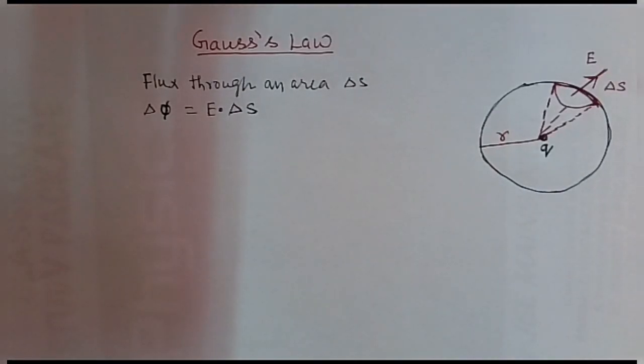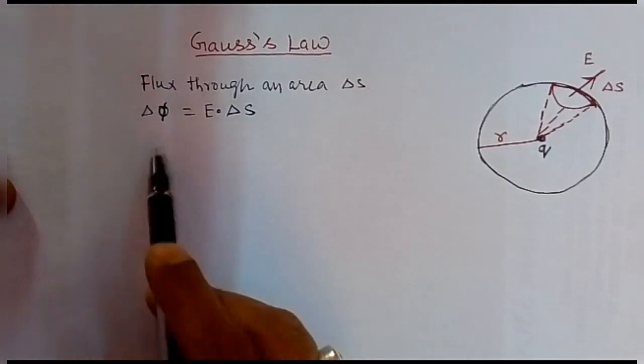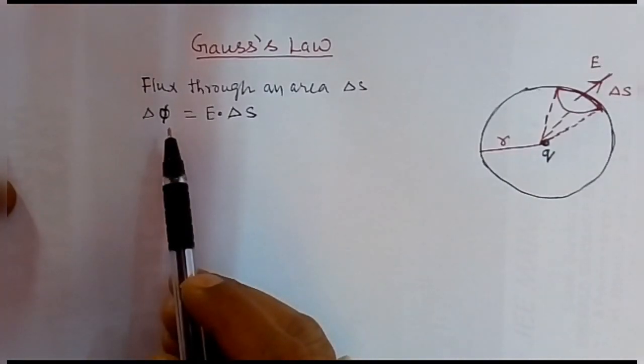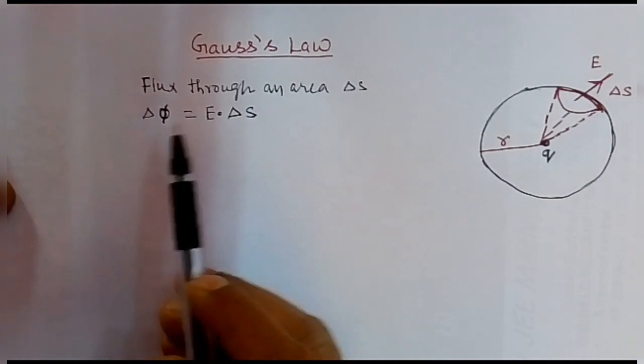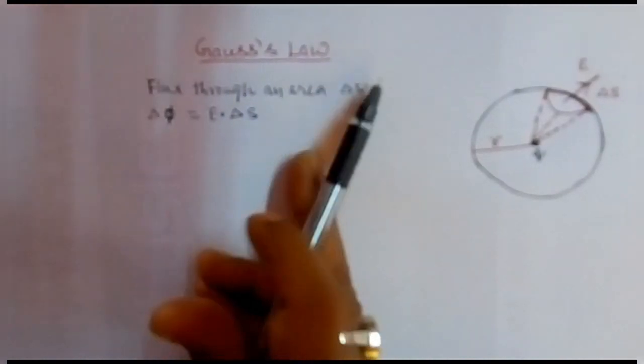So students, to start with, let us consider a sphere having radius r and a charge small q kept at the center of the sphere. We can divide this entire sphere into smaller surfaces having surface area delta S. So students, we can find out flux through this small surface delta S by the equation del phi equal to E into delta S.